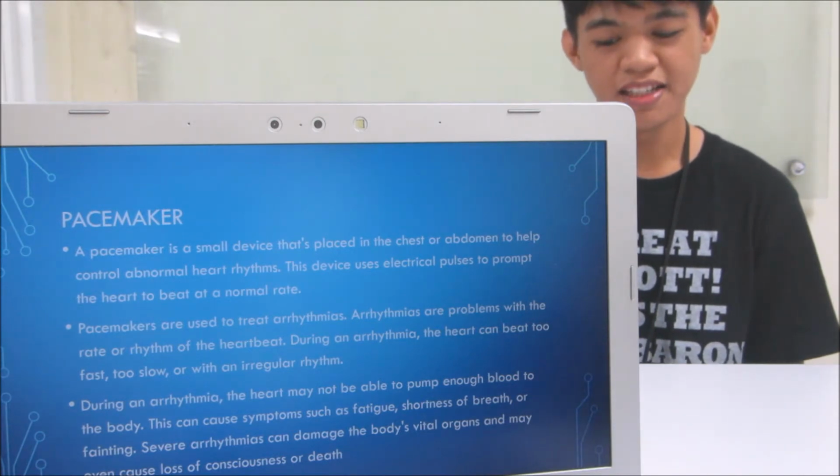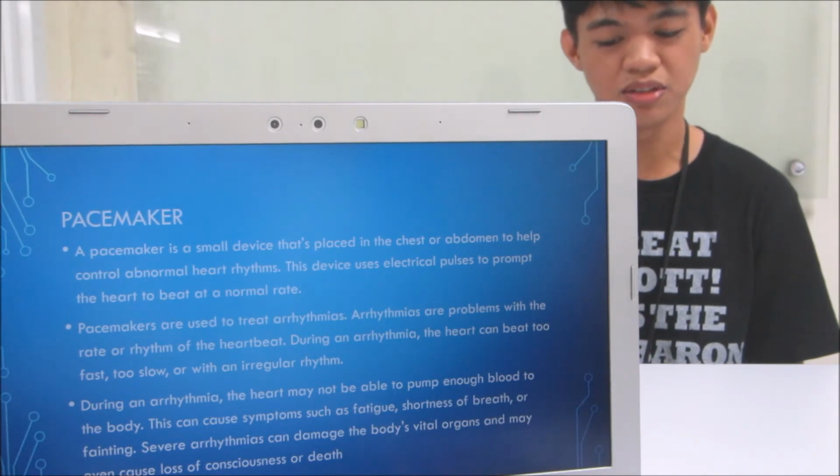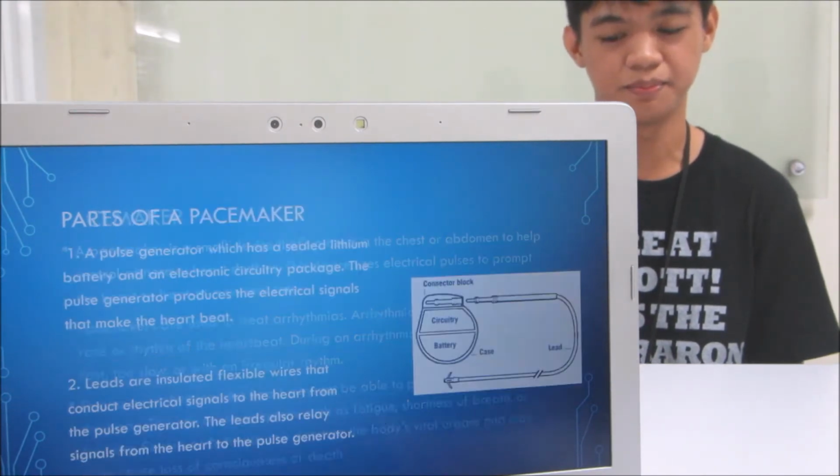During an arrhythmia, the heart can beat too fast, too slow, or with an irregular rhythm. The heart may not be able to pump enough blood to the body. This can cause symptoms such as fatigue, shortness of breath, or fainting. Severe arrhythmias can damage the body's vital organs and may even cause loss of consciousness or even death.